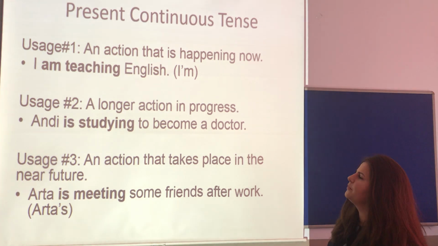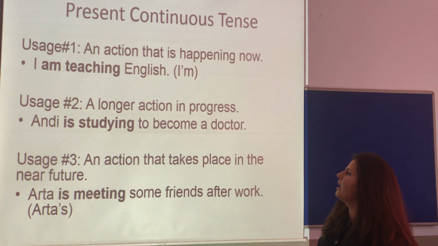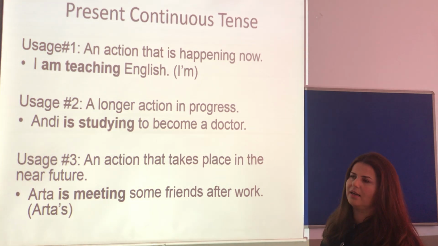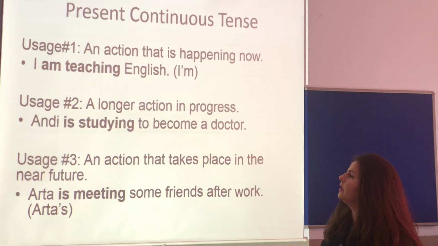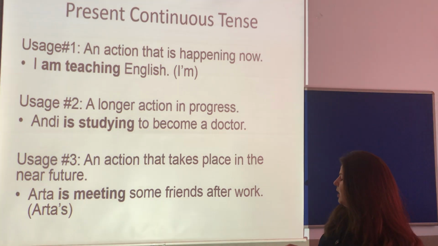Usage number 2. Andy is studying to become a doctor. Well, you may be asking, how are we supposed to know that the action is in progress? Well, you know that to become a doctor is a long process. So, as long as Andy is studying to become a doctor, we can use present continuous tense and we can refer to the action in progress.